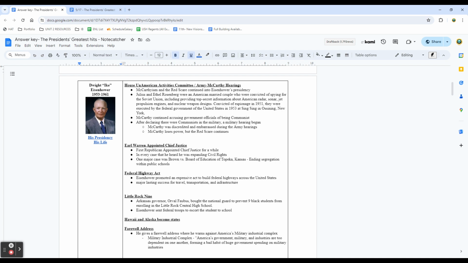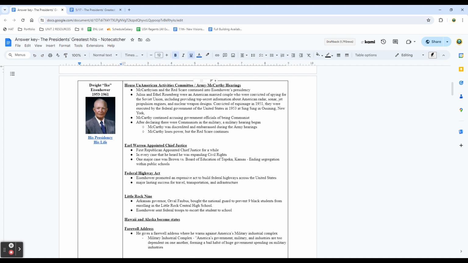Another major effort that Eisenhower's administration is known for is appointing Earl Warren as the Chief Justice of the Supreme Court. Earl Warren is a very progressive judge. He's going to lead the Warren Court in many Supreme Court cases, like the Brown versus Board of Education case, the Miranda rights case, and many other cases that expand civil rights and human rights throughout the United States.